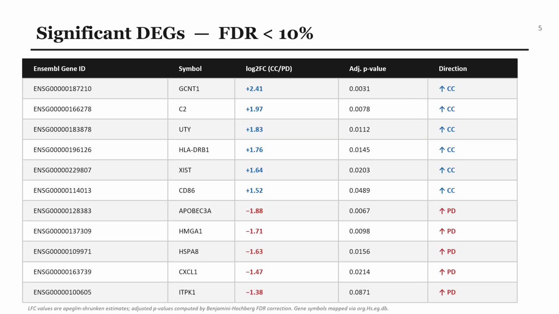Here is a complete table of those 11 significant DEGs displaying their mapped gene symbols, apeglm shrunken log2 fold changes, and adjusted p-values. You can observe genes like GCNT1 and C2 upregulated in healthy controls, while genes such as APOBEC3A and HMGA1 are significantly upregulated in the PD group.